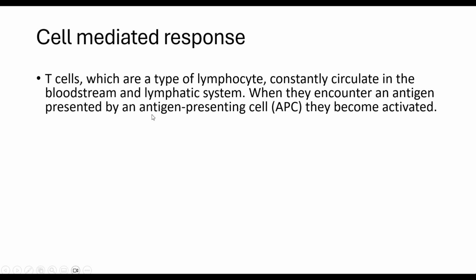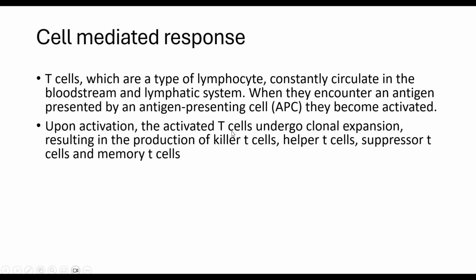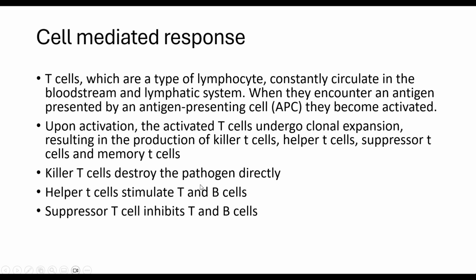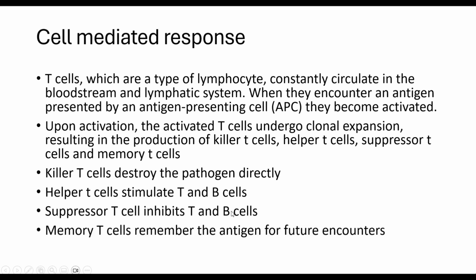So let's just break that down. T cells, which are a type of lymphocyte, constantly circulate in the bloodstream and lymphatic system. When they encounter an antigen presented by an antigen presenting cell, so you need phagocytosis first, and now the phagocyte is presenting these antigens, the T cell can come and attach to it and become activated. Upon activation, the activated T cells undergo clonal expansion, resulting in the production of killer T cells, helper T cells, suppressor T cells, and memory T cells. Killer T cells destroy the pathogen directly. Helper T cells stimulate T and B cells. Suppressor T cells inhibit T and B cells, and memory T cells remember the antigen for future encounters. So write that down. That's effectively what the cell-mediated response is.